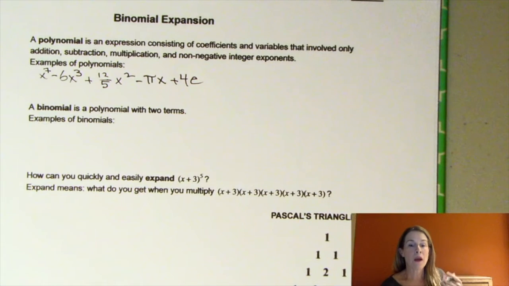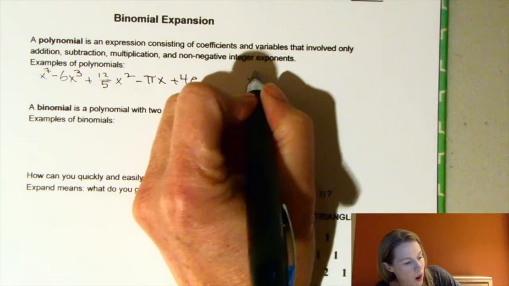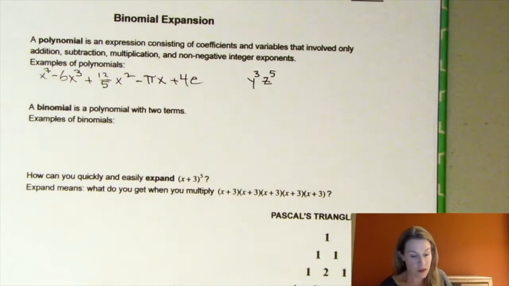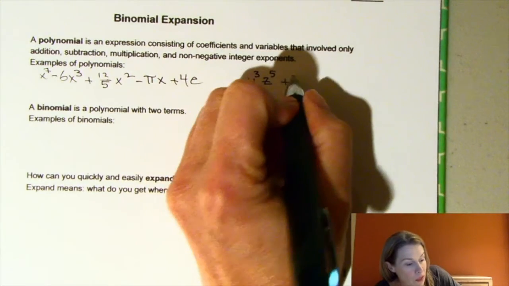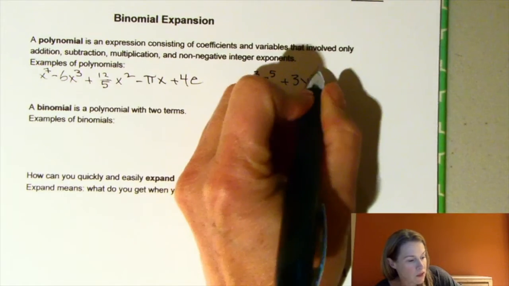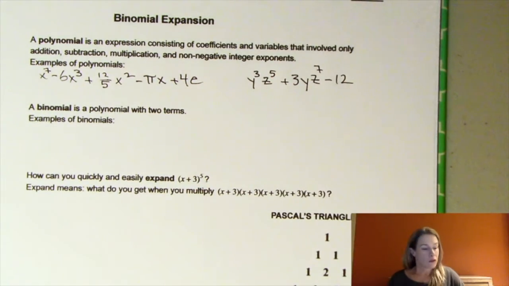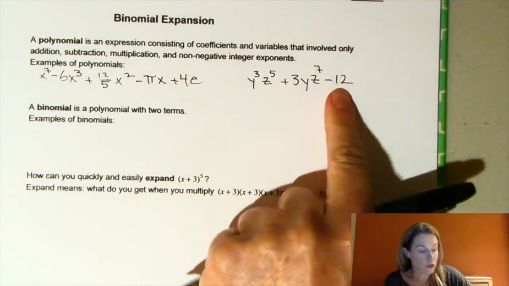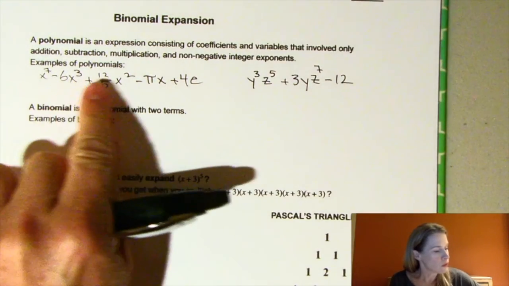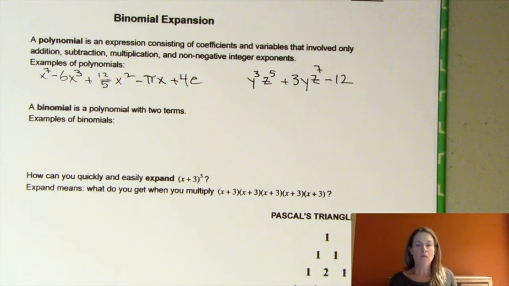You also could have many variables in one expression. For instance, you could have y to the 3rd, z to the 5th, plus 3 times y times z to the 7th minus 12, for instance. So this polynomial has 3 terms. This one has 1, 2, 3, 4, 5 terms. But what we're looking at specifically today is binomials, which means it has 2 terms.